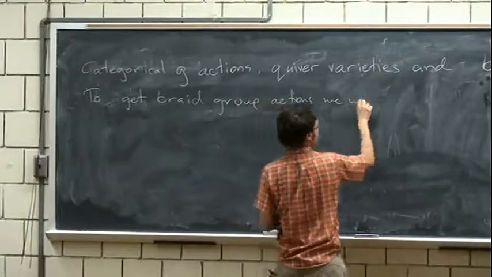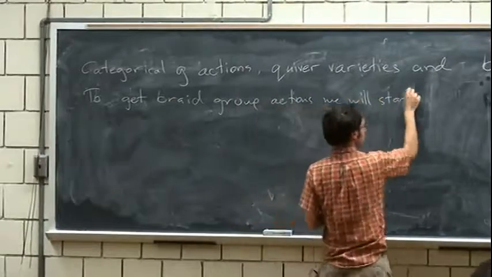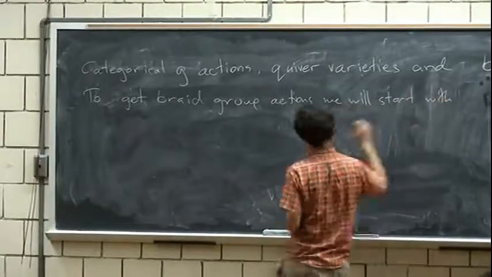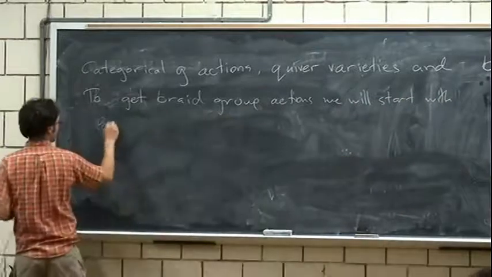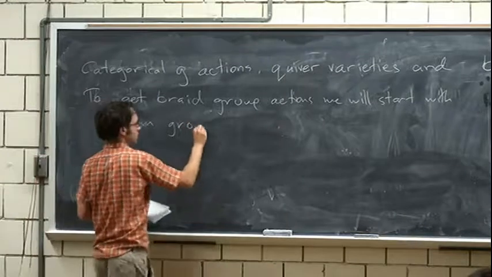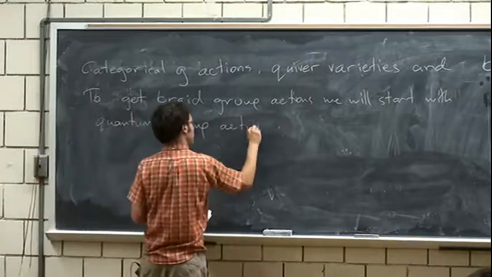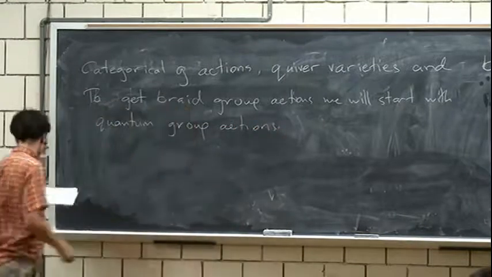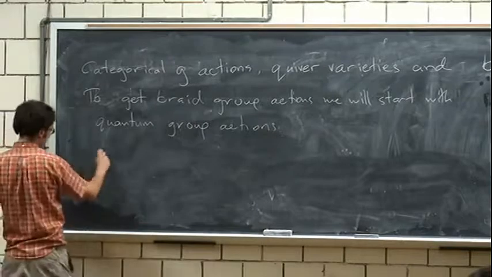We will start with quantum group actions, or rather categorified quantum group actions. Let me explain why this is a reasonable thing to do. Consider the following map.